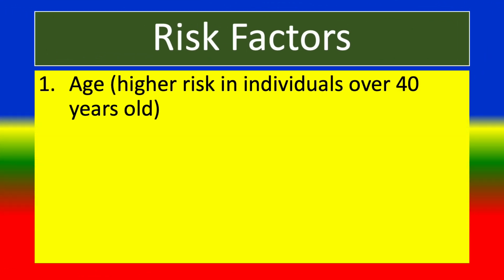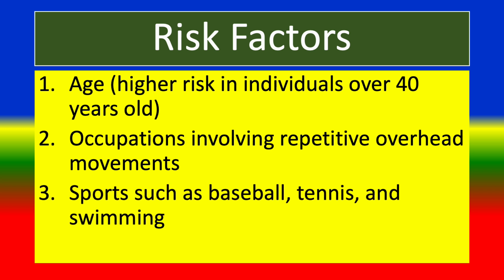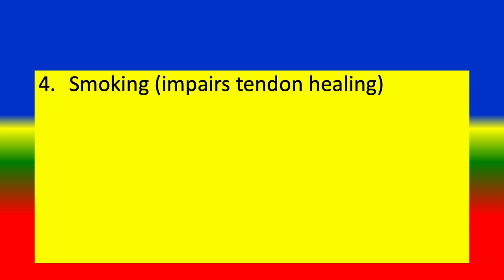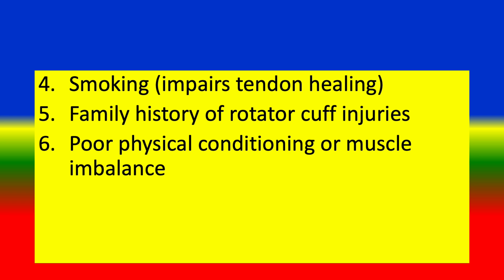Risk factors: 1. Age, higher risk in individuals over 40 years old. 2. Occupations involving repetitive overhead movements. 3. Sports such as baseball, tennis, and swimming. 4. Smoking, impaired tendon healing. 5. Family history of rotator cuff injuries. 6. Poor physical conditioning or muscle imbalance.